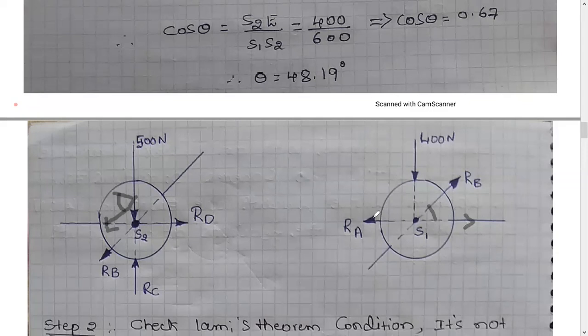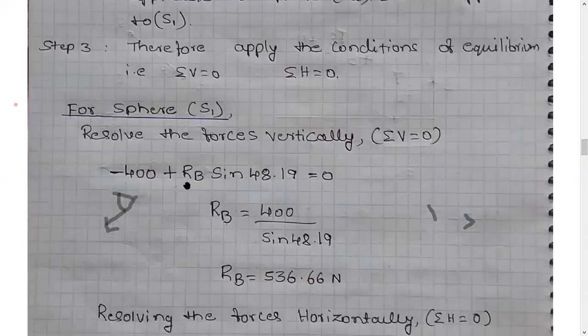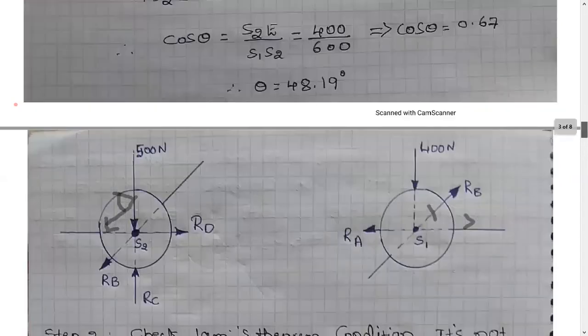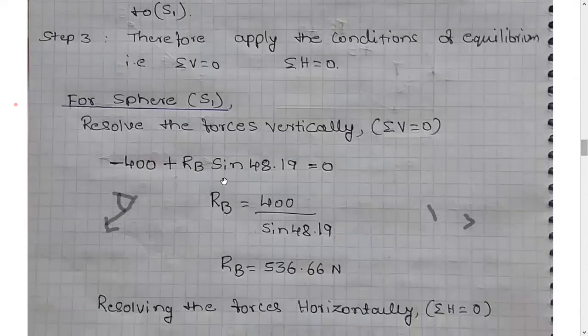Next, minus RA. What is RA? RA is a force acting towards the leftward direction. So RB cos 48.19 degree minus RA equals 0. Resolving vertically, RB sine 48.19 minus 400 is equal to 0. From this we can easily get the RB value.